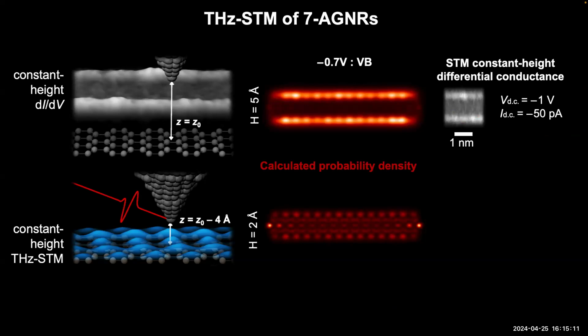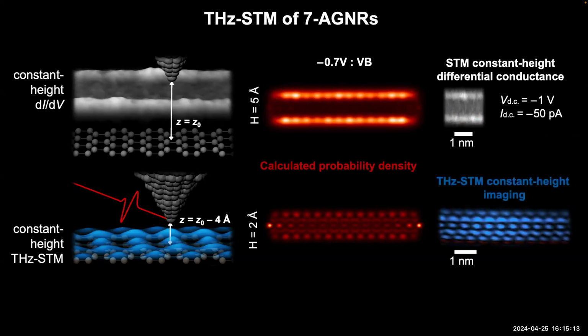So here you can see the dI/dV image, and here's the terahertz STM image. So already you almost think, oh my goodness, it's higher resolved than an STM image. It's not quite. They have probably the same spatial resolution, but it's actually that the terahertz is sensitive to much more interesting wave functions like this height.